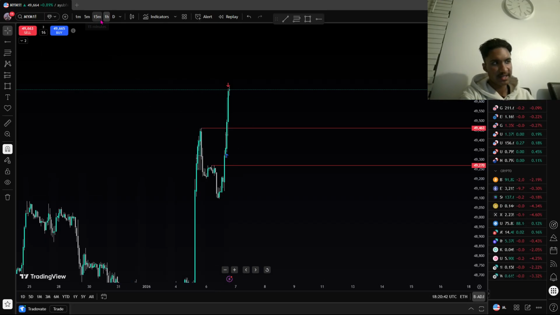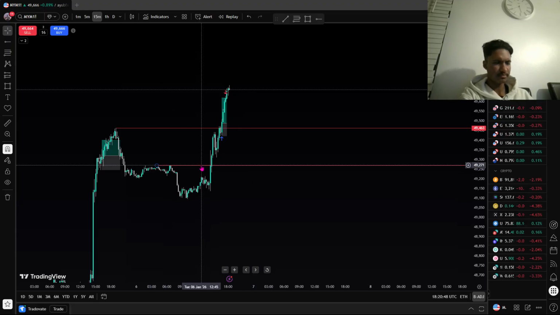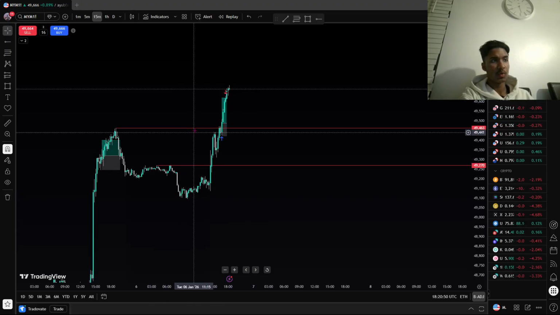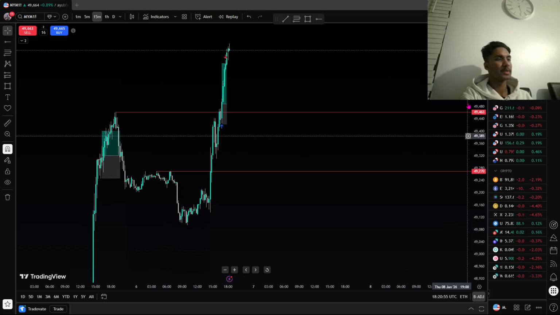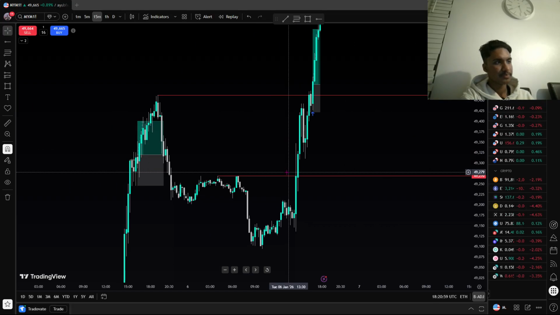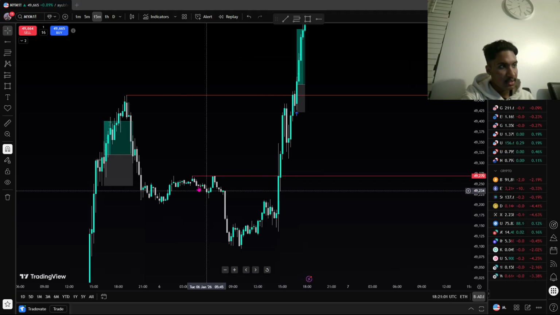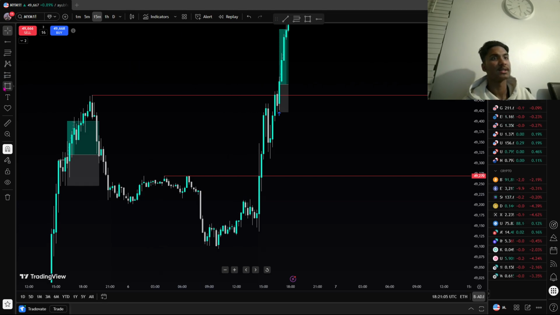So I go to the 15-minute. All I'm waiting for is a body close above my key level. So you see this red line? All I want is a body close above it on the 15-minute. So I don't know if you guys remember when I was talking about wicks and bodies, but basically the body is literally the body of the candle. Let me just draw it out in fact.